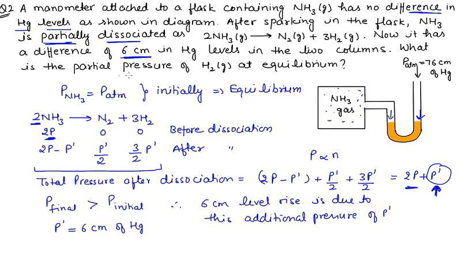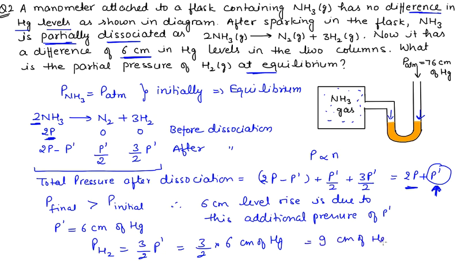So what is the partial pressure of H2 gas? Partial pressure of H2 gas at equilibrium means after the dissociation was complete, the partial dissociation was there and the system again came into equilibrium, then the partial pressure of H2 we have written is 3 by 2 P dash. So it is actually 3 by 2 into 6 centimeter of mercury, that is 9 centimeter of mercury. So that is the answer.